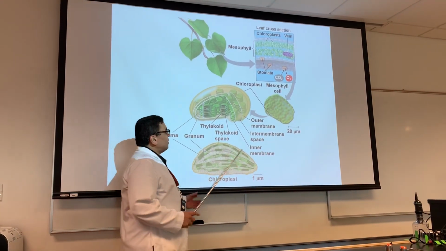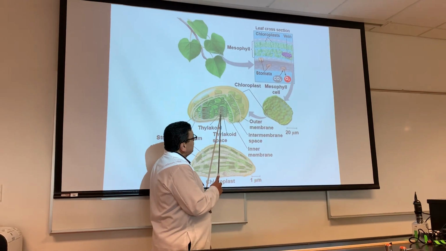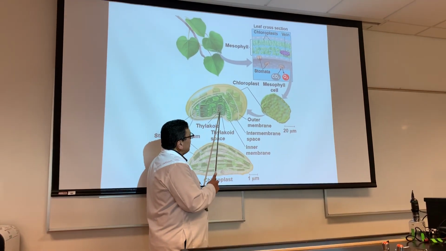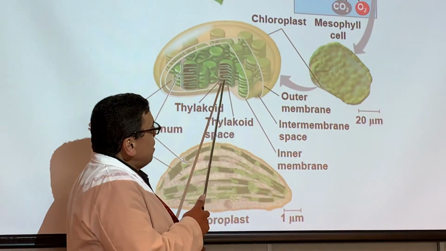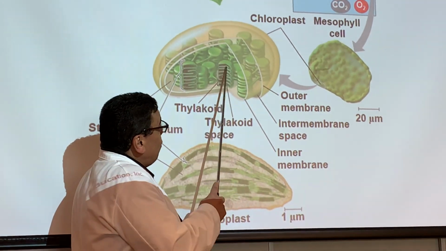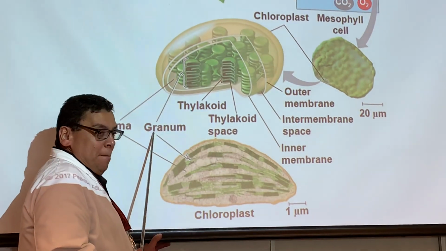Now, if you look inside the chloroplast, you see these sacs. Each sac is called a thylakoid. And then the stack of thylakoids is called the granum.